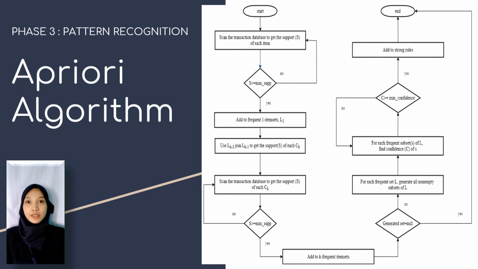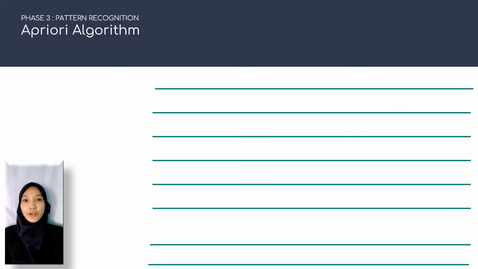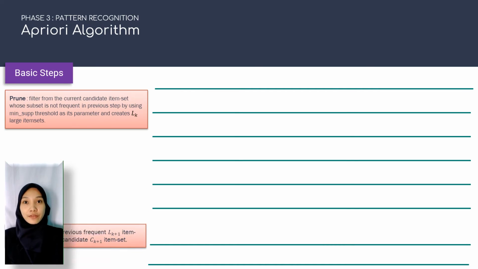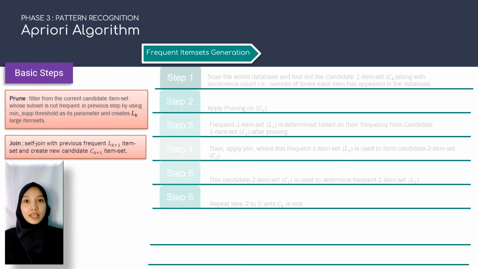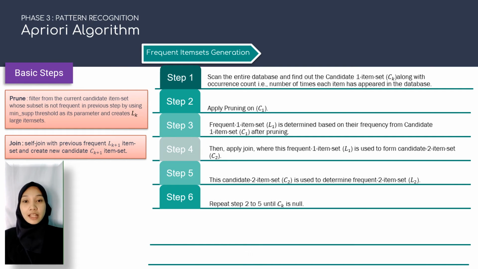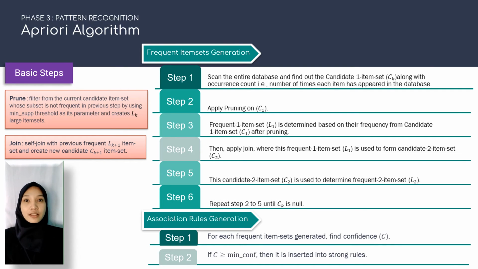One of the algorithms used in the association rule technique is the Apriori algorithm. The figure shows the flow chart of the Apriori algorithm. In the Apriori algorithm, there are two basic steps in generating frequent item sets, which are prune and join. Prune filters from the current candidate item set those whose subset is not frequent in previous steps, using the minimum support threshold as its parameter, and creates frequent k item sets where k is 1, 2, 3, and more. While join is a self-join with the previous frequent item set to create new candidate items. These are the steps of generating the frequent item set. Thus, for association rule generation, the two-step approach is used in the Apriori algorithm.